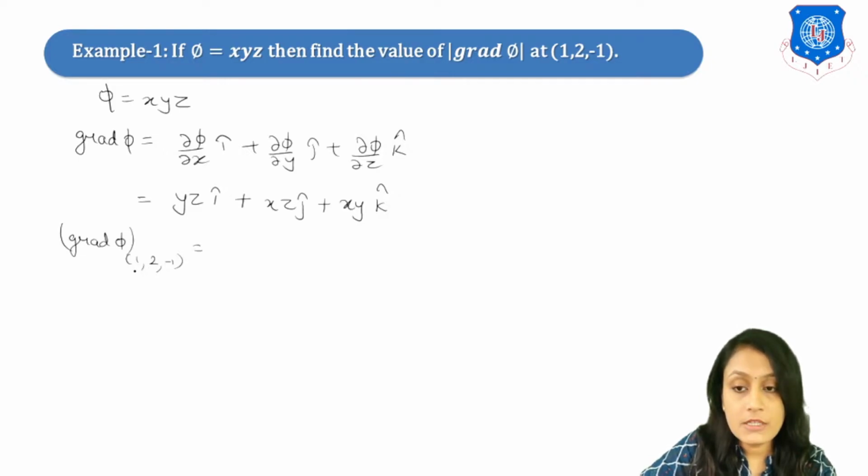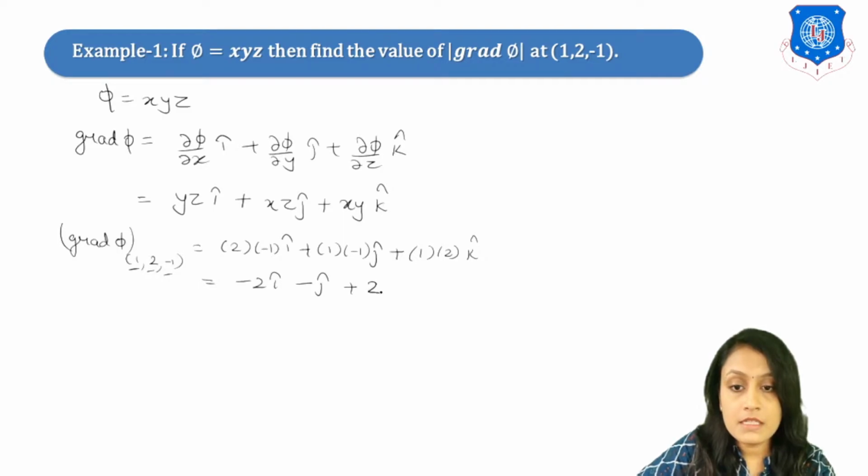So grad phi at 1, 2, minus 1 is equal to what? In place of x we will substitute 1, in place of y 2, and in place of z minus 1. So here we have 2 into minus 1 i plus x is 1 and z is minus 1, so 1 into minus 1 j plus 1 into 2 k. Just simplify this: minus 2i minus j plus 2k, this is your gradient at this particular point.